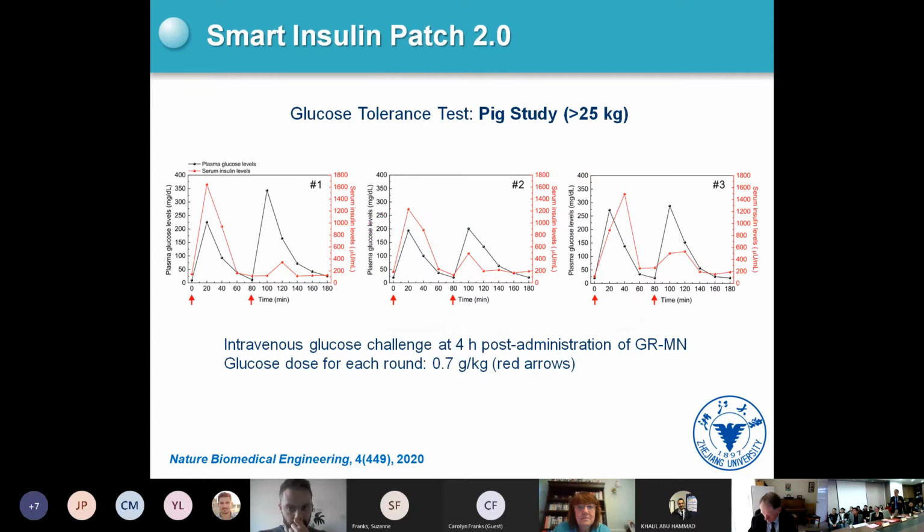We also performed the glucose tolerance test. Once the glucose level becomes normal, we inject a bolus of glucose into the pig, and you can quickly see a peak associated with the insulin level. The second time, there is also the same trend. However, the second time the amount of insulin released is a bit smaller than the first one, and we are still trying to improve it. And with three different pigs, they show the same trend.